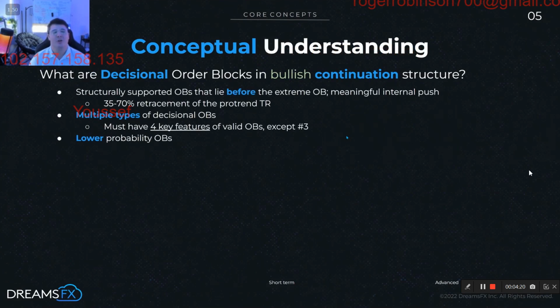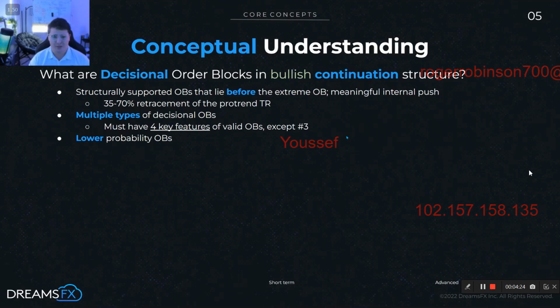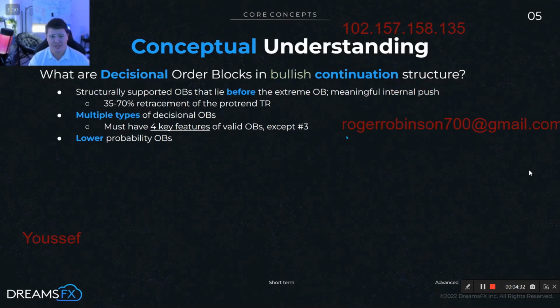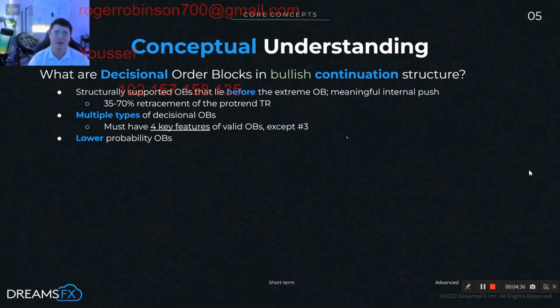Decisional order blocks are the structurally supported order blocks that lie before the extreme order block. They are the second meaningful internal push that creates an expansive move, as you're going to see here in just a second. Decisional order blocks, on the contrary to extreme order blocks, lie between the 35% to 70% retracement of the overall current trading range.